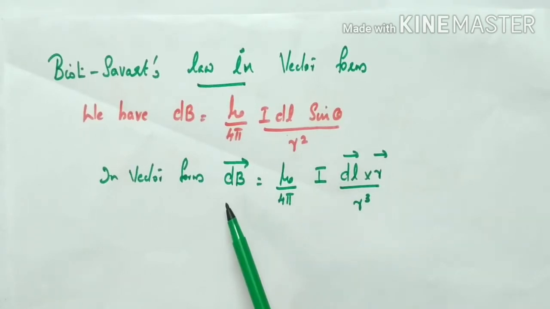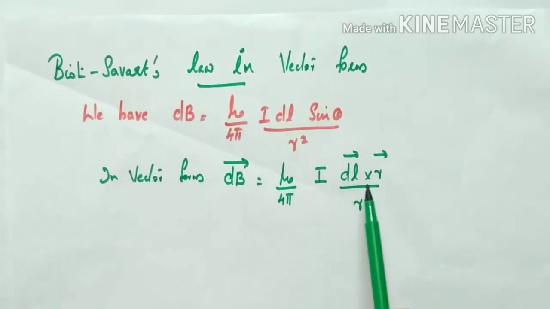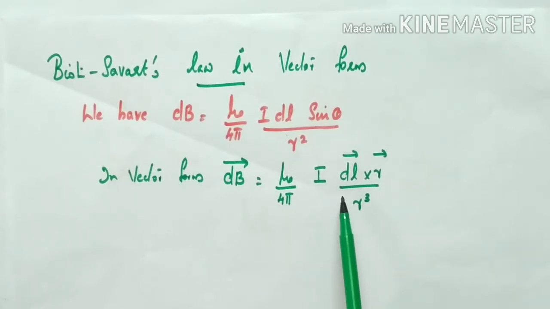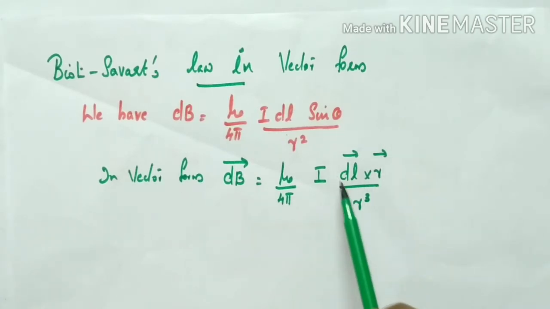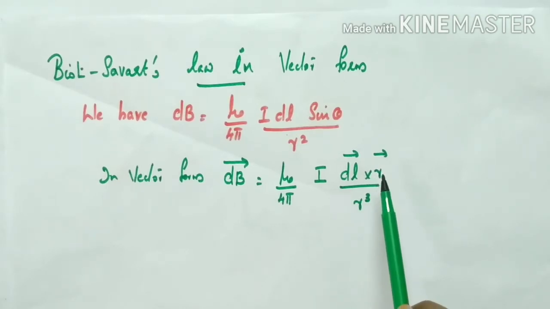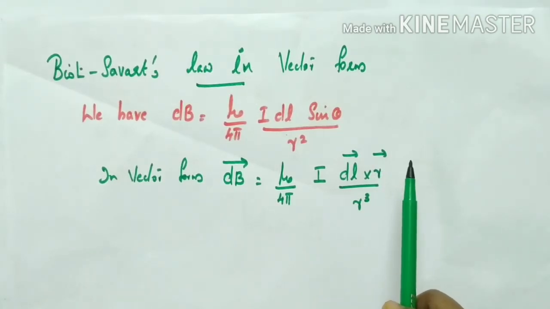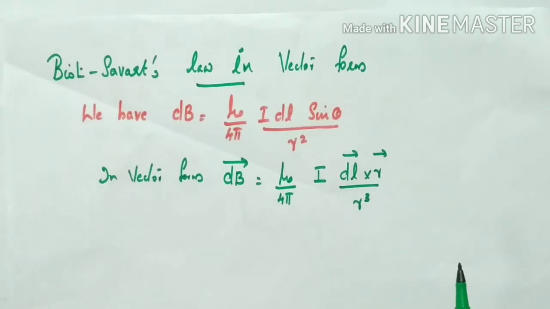Okay, so magnetic field in vector form can be written as dB equals mu 0 by 4 pi I into dl cross r divided by r cube. And from the formula, we can say that the direction of magnetic field is always perpendicular to the plane containing dl and r. Okay, and the magnetic field is given by right hand thumb rule or right hand screw rule. Already we have discussed. Magnetic field due to a current carrying conductor is given by right hand thumb rule.